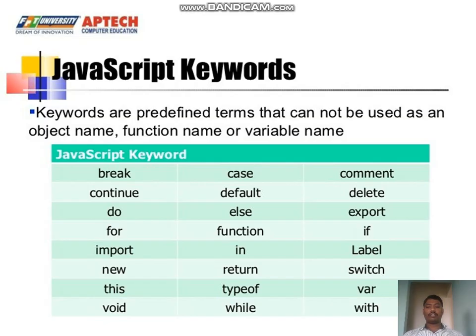JavaScript keywords. Keywords are predefined terms that cannot be used as an object name, function name, or variable name. These are the different keywords used in JavaScript, like break, continue, do, for, import, new, this, void, case, default, else, function, in, return, typeof, false, comment, delete, export, if, label, switch, var, with, this, etc. These are the JavaScript keywords.